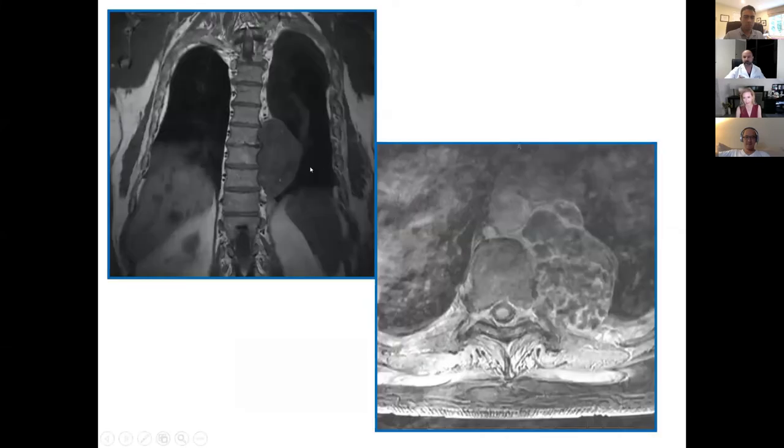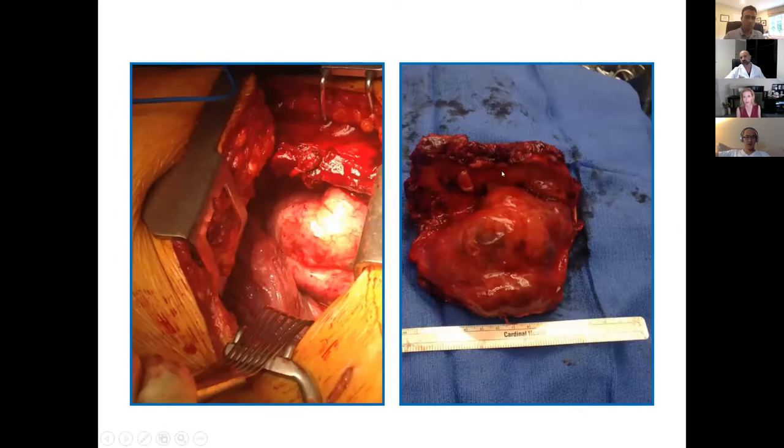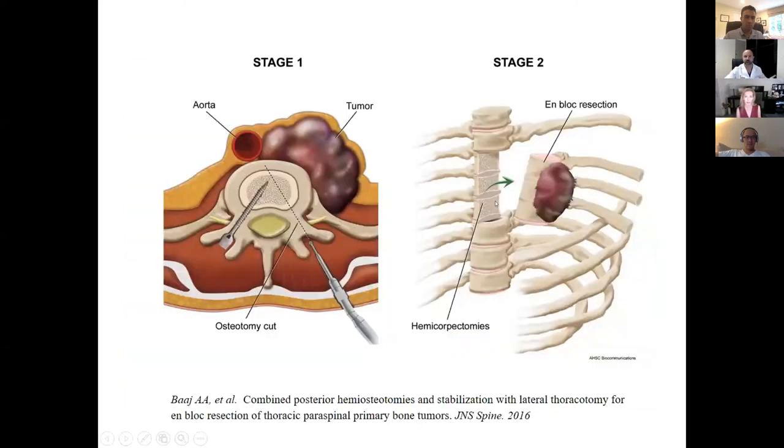Again, this is the MRI, a coronal and an axial, and this is the stage two. Stage one was already done posteriorly, and this is stage two where you can deliver the tumor. That's been my approach for some of these paraspinal chest wall lesions that are abutting the spinal column. I'll do the stage one, I'll stabilize if needed. I'll do what I call hemiosteotomies, just take enough margin from the vertebral body before we take it out from the side.